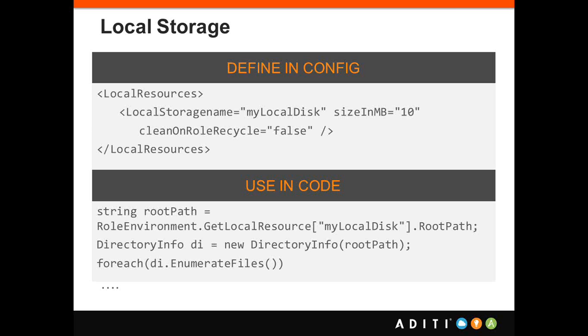How do you define that in your service definition file? There is a config setting for local resources, and you can just say local storage, name of my local resource, size in MB, and clean on recycle. How do you use that in the code? RoleEnvironment.GetLocalResource, give the name of your local storage which you have given, and the root path. It is going to give me the root path where it is going to create.